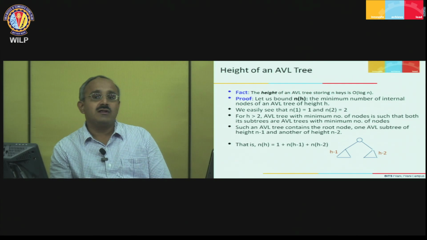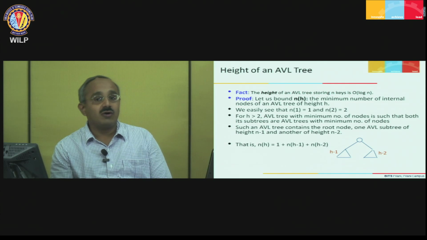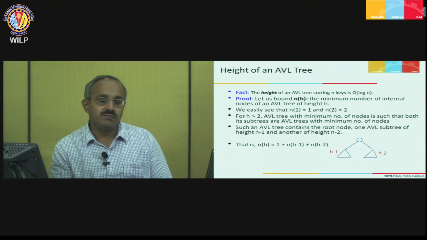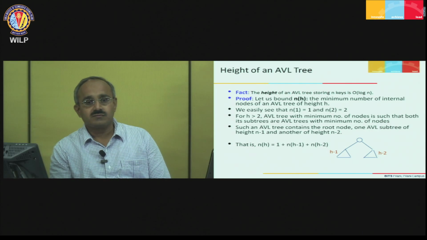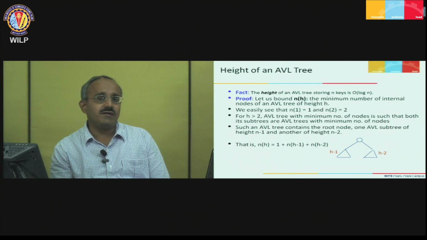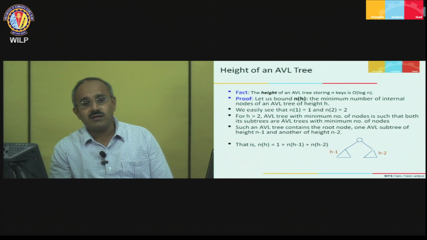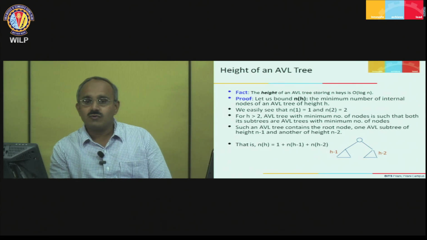That means an AVL balanced tree is like a full BST. If a full BST is also, the height is going to be of order log n, and so an AVL tree is like a full binary search tree. So, we are going to try to prove this fact.